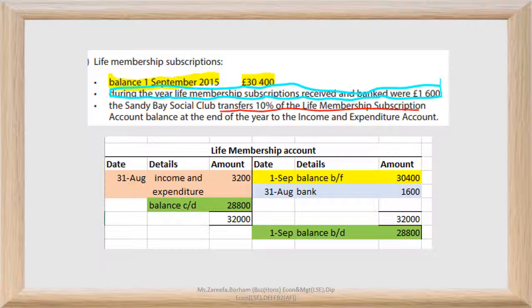In this case, first we should total the life membership collected and transfer 10% of that to the income and expenditure account. Since life membership is an income, the double entry will be life membership debit and income and expenditure account credit. The remaining balance in the life membership account will be the balance carried down.